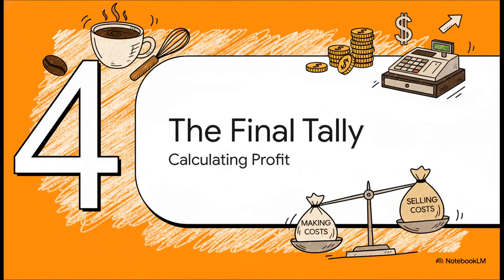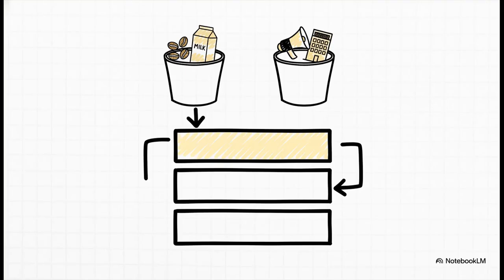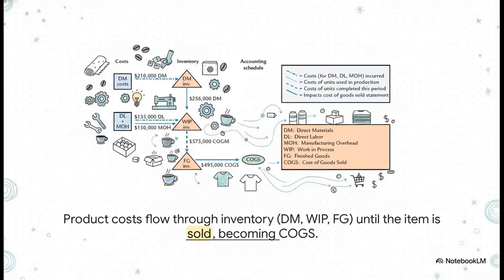Okay, we've sorted all our costs into our two buckets, the making costs and the selling costs. Now comes the really fun part. Let's put this all together and see if our little coffee shop is actually making a profit. So just to recap, we've got our product costs bucket and our period costs bucket. Let's see how these two flow through the business to get us to that all-important profit number. This diagram really tells the whole story.